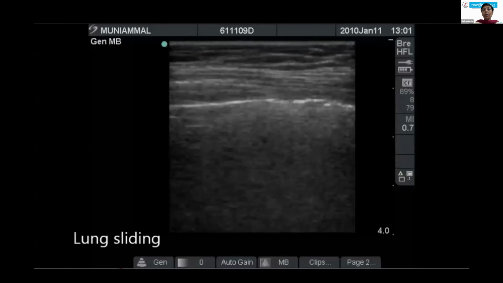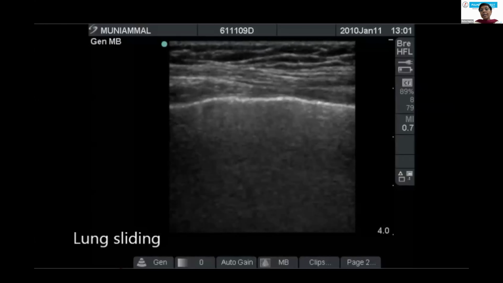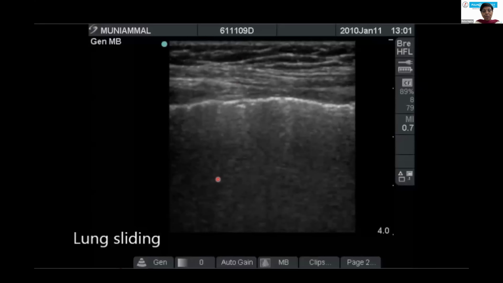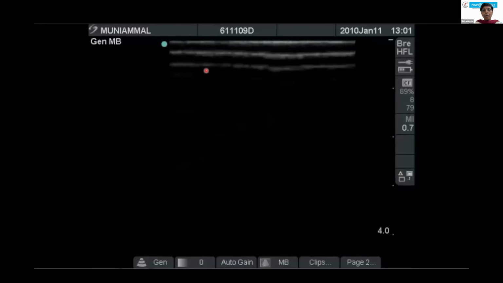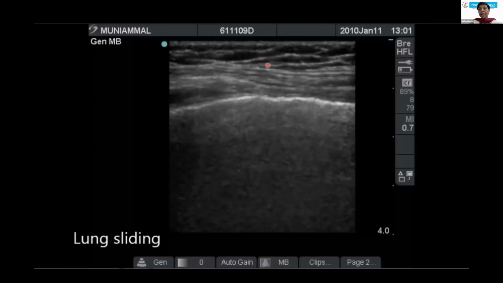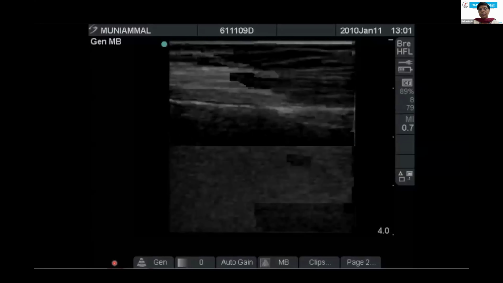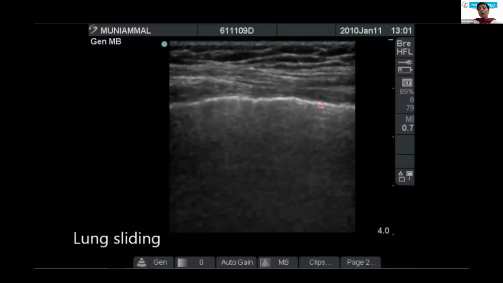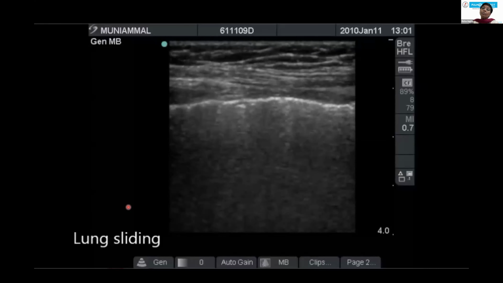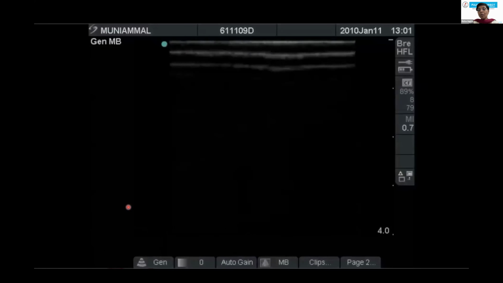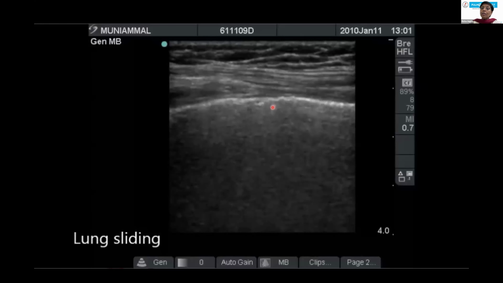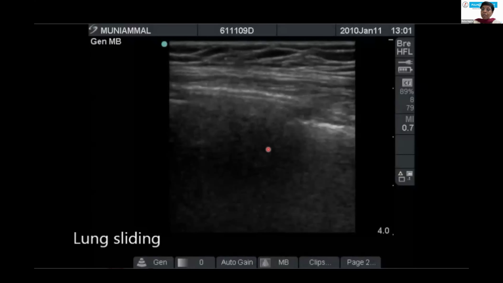This is what we were talking about, lung sliding. Lung sliding is the movement of the pleura. You can see this is the pleural line, the most echogenic line. This is the chest wall, which is static, and this is the pleura, which is moving, which is shimmery. Some people even call it an ant march, how the ant walks, a shimmery line. This is called normal lung sliding. If this is there, that means this is a normal lung.